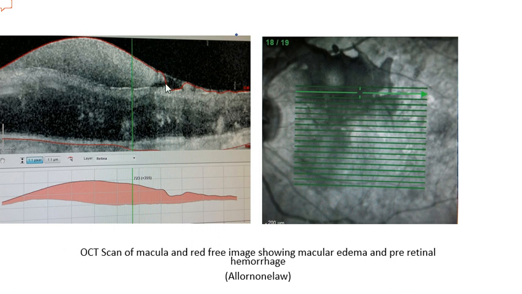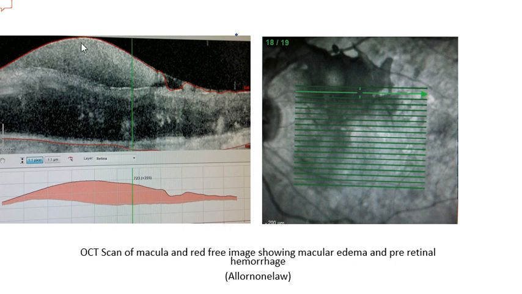The image on your left side is the OCT scan through the macula. The black area here, that all represents the vitreous, and this line is your internal limiting membrane, and the structures below it are all the retinal layers. If you look at this, between the vitreous and the inner limiting membrane of the retina, there is some hyperreflectivity. This is your pre-retinal hemorrhage.